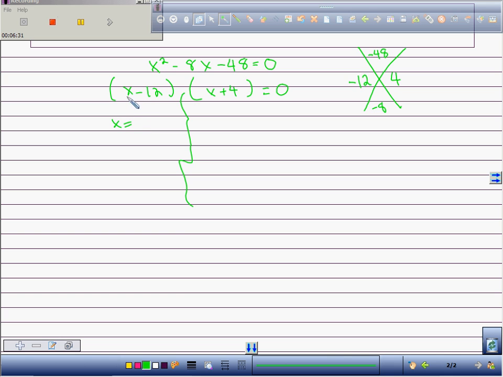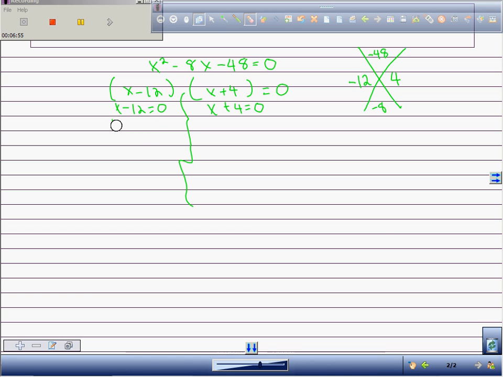12, right? Because 12 minus 12 would make this. So I want to really go x minus 12 equals 0, or x plus 4 equals 0. Which means x has to be what? What will make this equal to 0?